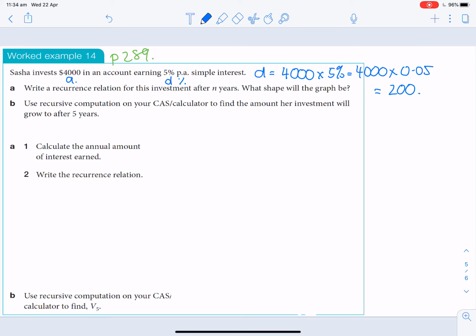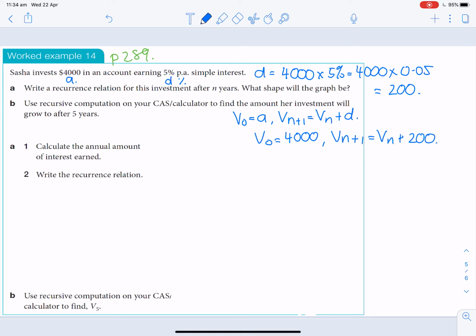Part A says, write a recurrence relation for this investment after n years. So V of 0 equals A, V of n plus 1 equals V of n plus D. Let's substitute. V of 0 equals 4,000, my initial amount. V of n plus 1 equals V of n plus $200. So what this means is every year your investment is going to increase by $200.